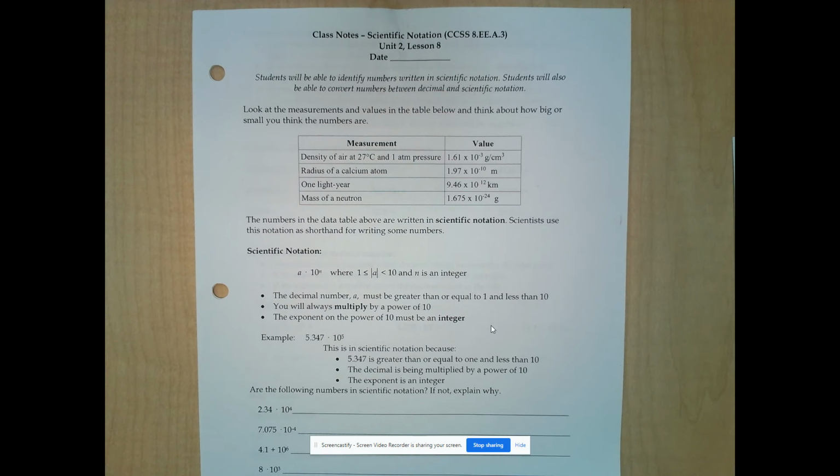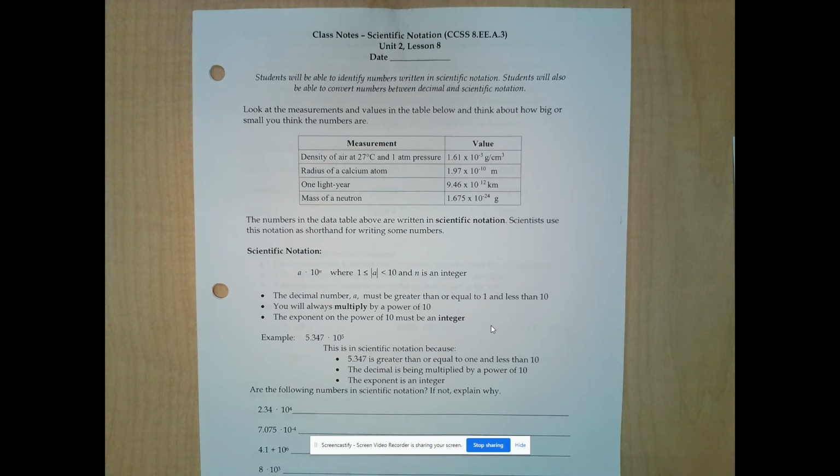We are talking today, MSM3, about Unit 2, Lesson 8, Scientific Notation. It is called scientific notation because it is used most in science. Students will be able to identify numbers written in scientific notation. Students will also be able to convert numbers between decimal and scientific notation.